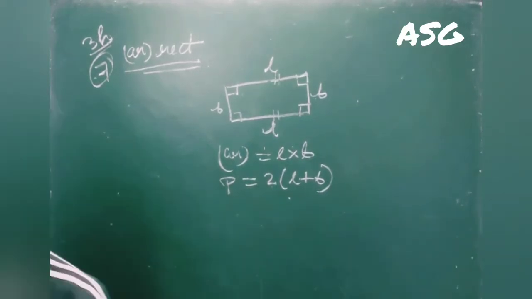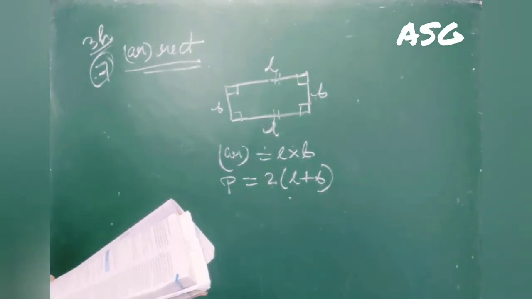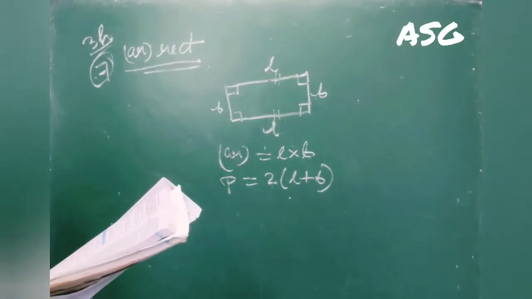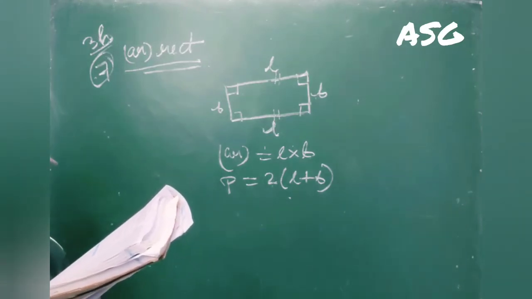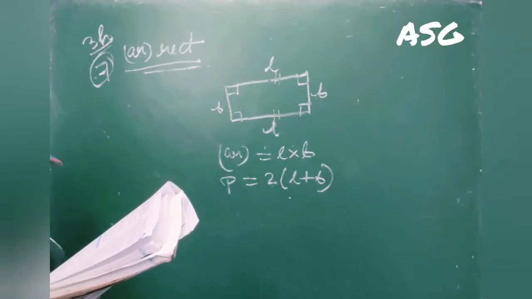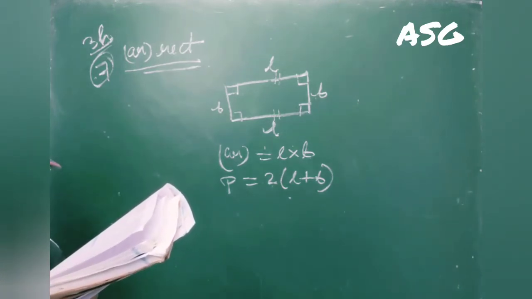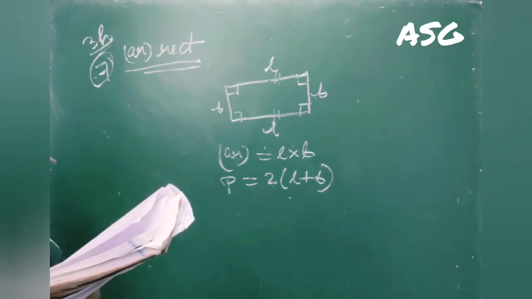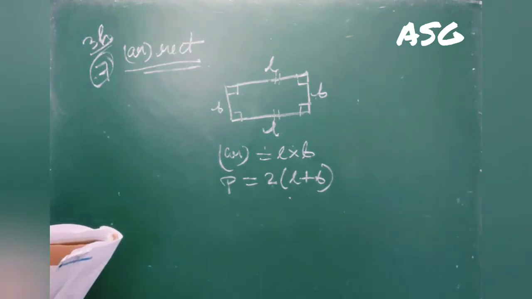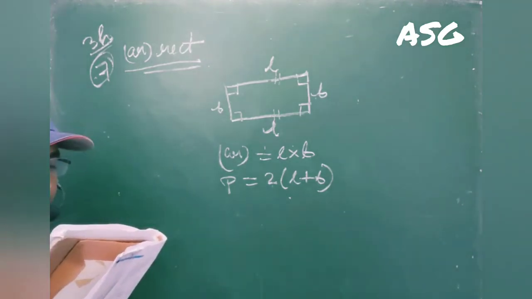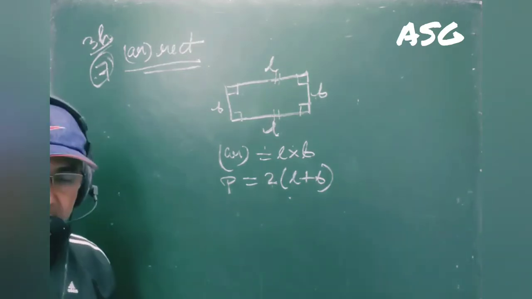Now, take out your textbook, see question number 7 and what it reads. The area of a rectangle gets reduced by 80 square units if its length is reduced by 5 units and the breadth is increased by 2 units. If we increase the length by 10 units and decrease the breadth by 5 units, the area is increased by 50 square units. Find the length and the breadth of the rectangle. So this is your question.